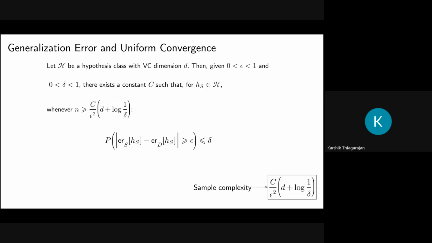So a similar result holds for infinite hypothesis classes with finite VC dimension, and you have the same sample complexity here. If you have a minimum number of samples as given by the sample complexity, then the train error will be close to the test error, even if the hypothesis class is infinite. That's the main idea. So that is done.